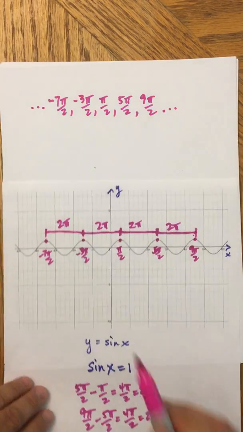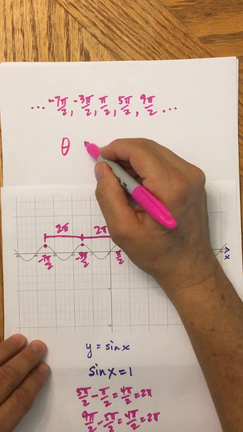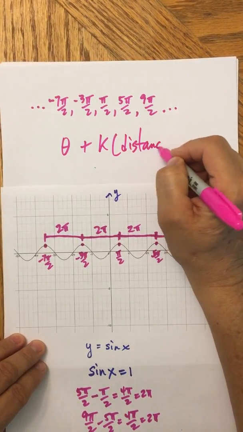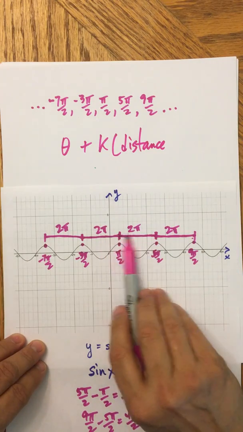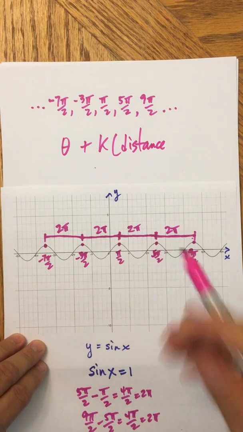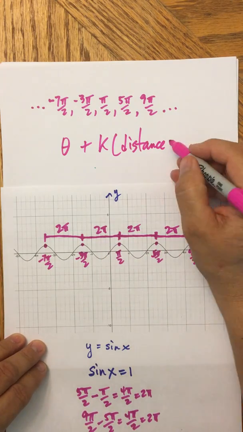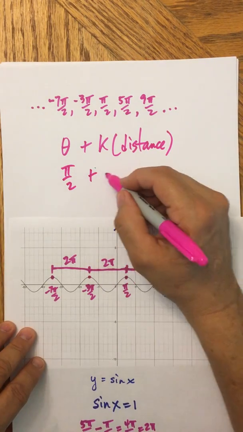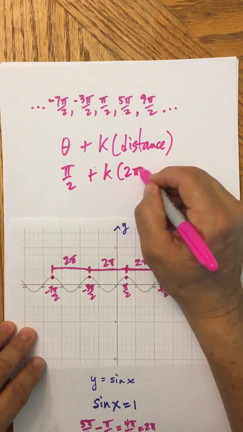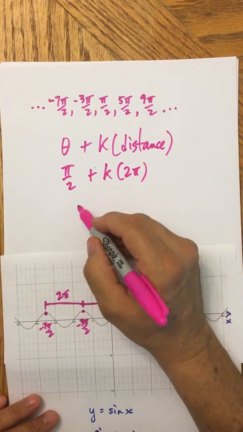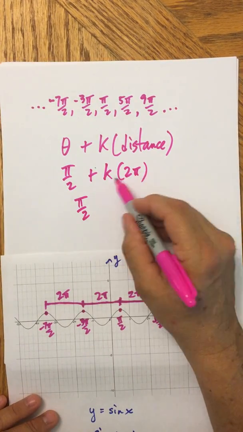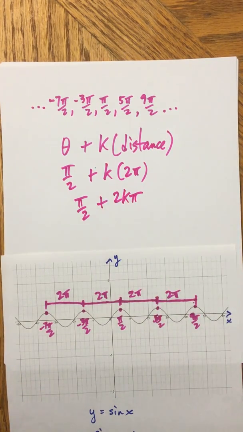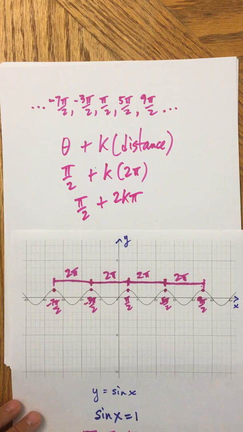So really, I could say theta plus k times the distance that is the same between any two consecutive solutions. So I would say pi over 2 plus k times 2 pi. Then we'd like to clean that up. This is fine, but for some reason people love to write 2k pi. It just makes it prettier. That's all it is.